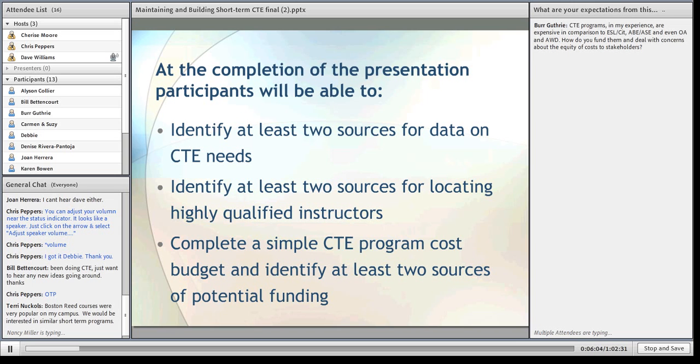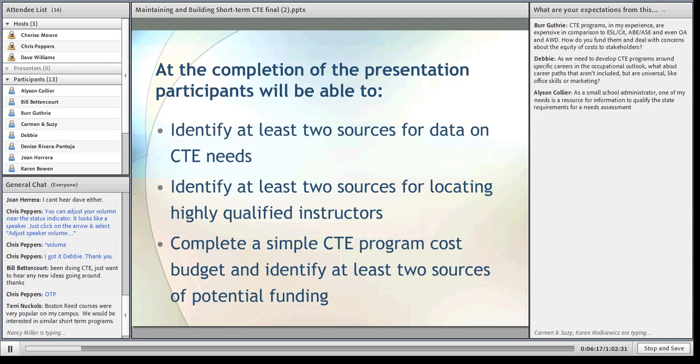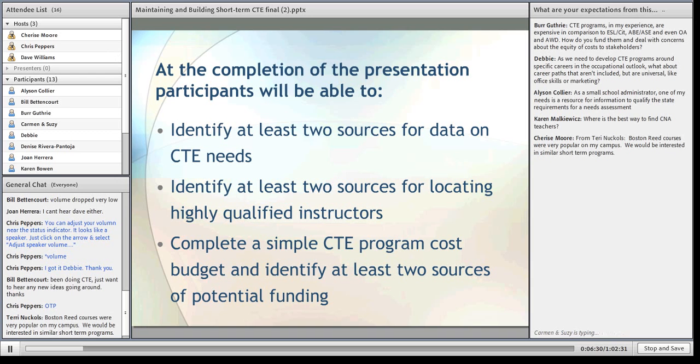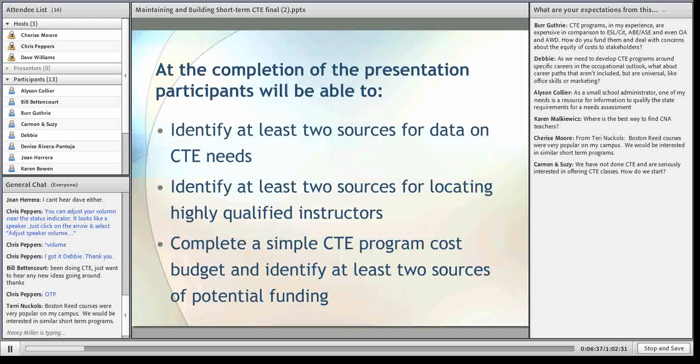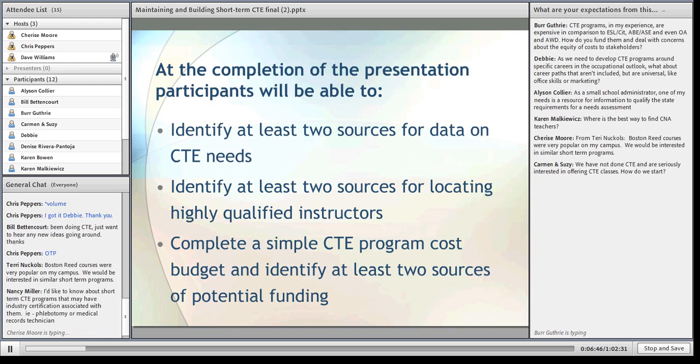Expensive in comparison to basic adult education programs. How do you fund them and deal with concerns about the equity of cost to stakeholders? Excellent point. We will be addressing that, and in general, Burr, you're correct, and I'll point out that the startup cost on CTE programs is generally somewhat prohibitive. We need to develop CTE programs around specific careers that aren't included but are universal. We'll talk a little bit about that in terms of how we determine the need. But again, this is just the basic components for all CTE programs, so we may not get that far into some of the specifics.